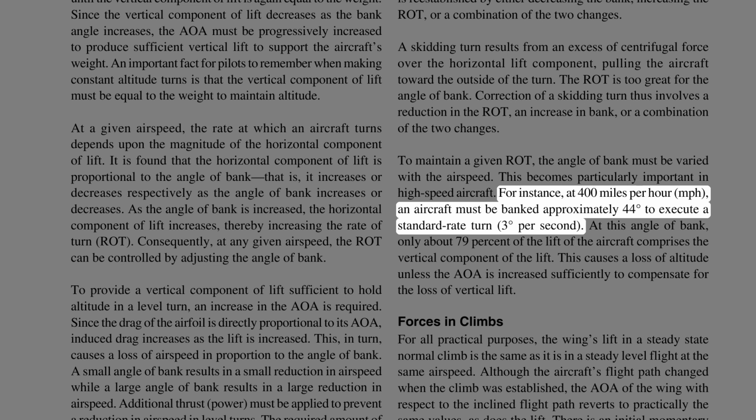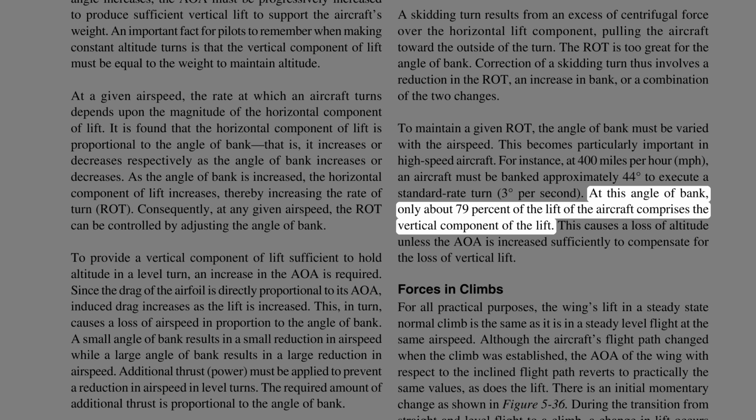For instance, at 400 miles per hour, mph, an aircraft must be banked approximately 44 degrees to execute a standard rate turn, 3 degrees per second. At this angle of bank, only about 79% of the lift of the aircraft comprises the vertical component of the lift.